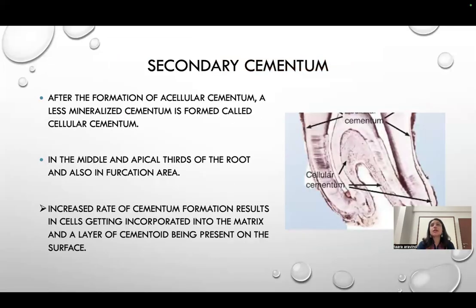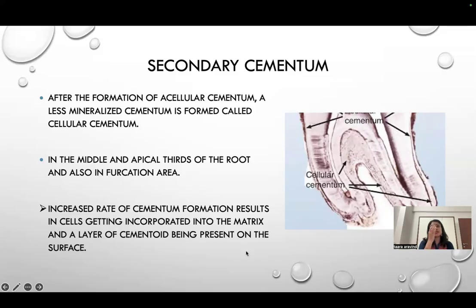Secondary cementum is that type of cementum that is formed after the primary cementum. So after the formation of acellular cementum or primary cementum, a less mineralized cementum is formed, and that is called the cellular cementum. As I've already mentioned, acellular cementum or primary cementum is present at the cervical third of the root, whereas secondary cementum is seen mainly in the middle and the apical third and also in the furcation areas.